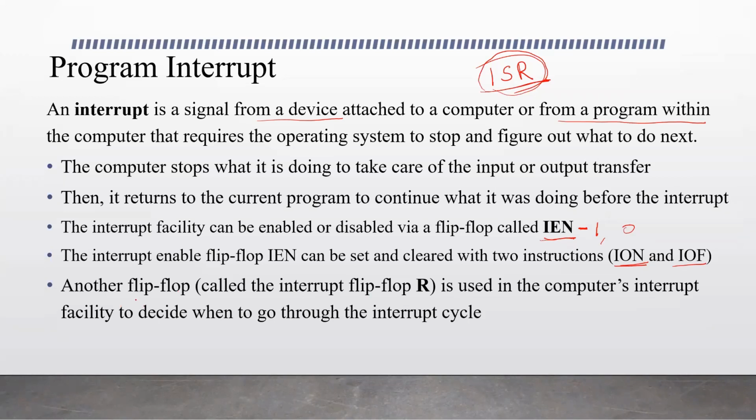And here is another flip-flop, R, used for checking the interrupt. It is used in the computer's interrupt facility to decide when to go through the interrupt cycle. IEN being set to 1 means there is an interrupt, but when to go through the interrupt cycle and execute the interrupt service routine is decided by checking this interrupt flip-flop R. Its value will be 1 or 0. When it is 1, the computer has to immediately go and execute the interrupt service routine.